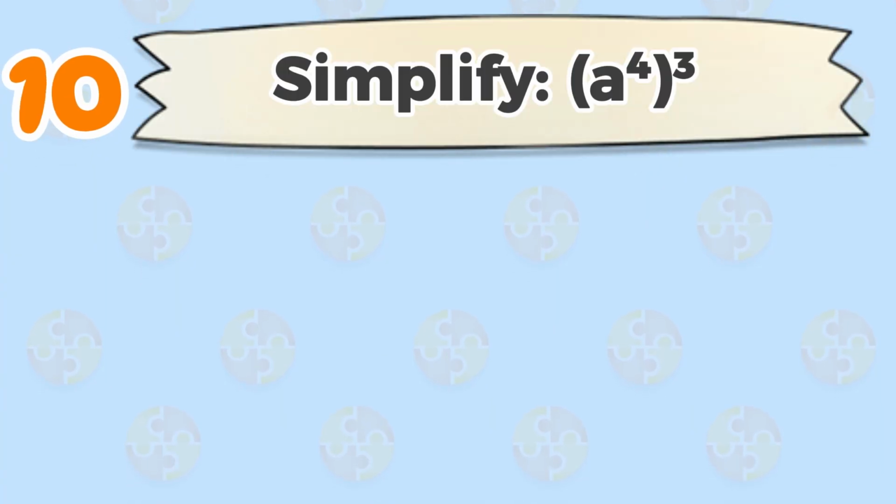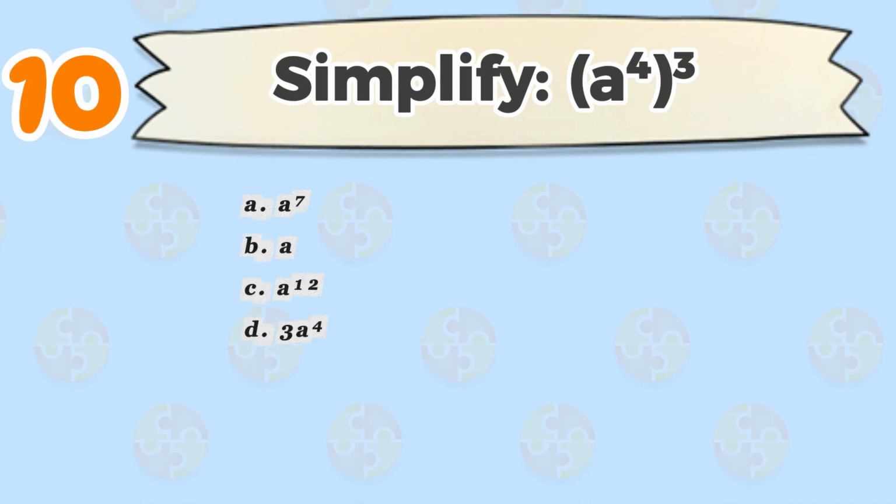Question number 10. Simplify the quantity a to the 4th power, all raised to the 3rd power. The choices are A. a to the 7th power, B. a, C. a to the 12th power, D. 3a to the 4th power.